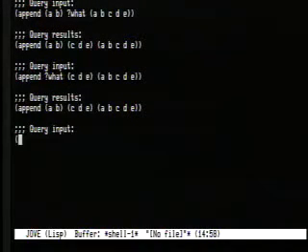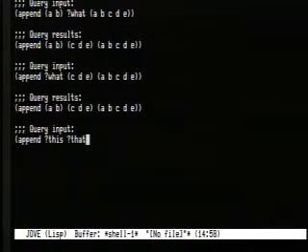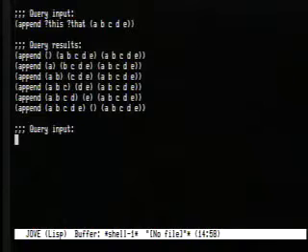And finally, I can say append this, that, A, B, C, D, E. How many answers are there? 5, nope. Only 6. 6 answers. Right? These are all the possible appendings of two lists that give the answer A, B, C, D, E. I think that's pretty amazing.